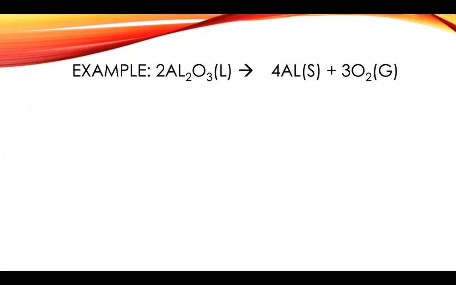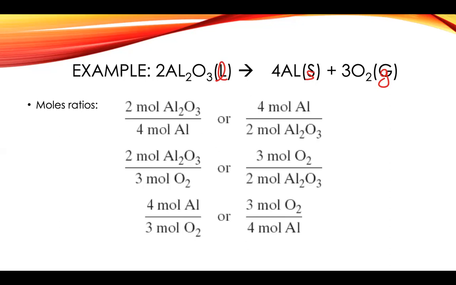So for example, if I have the balanced equation 2Al2O3 yields 4Al plus 3O2, I can come up with a lot of mole ratios. I can have 2 moles of Al2O3. You get them from the coefficients. It's just a ratio between one thing and another.